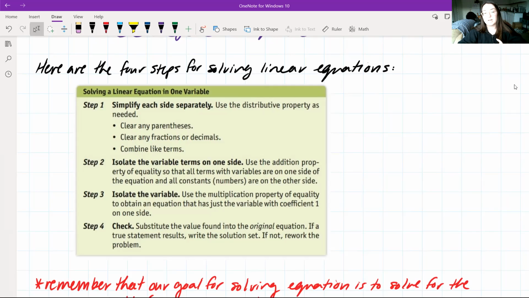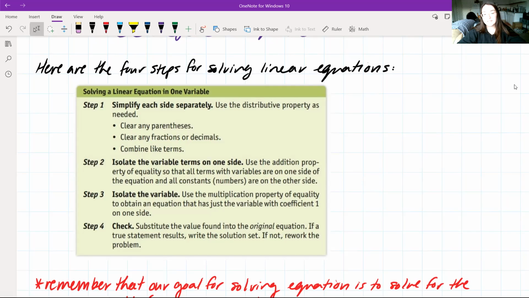We want to clear any fractions or decimals. If we have any fractions or decimals, we want to turn those into whole numbers. And we want to combine all of our like terms. Then for step 2, we want to isolate the variable terms on one side. So we want to use the addition property of equality so that all terms with variables are on one side of the equation and all constants are on the other side of the equation.